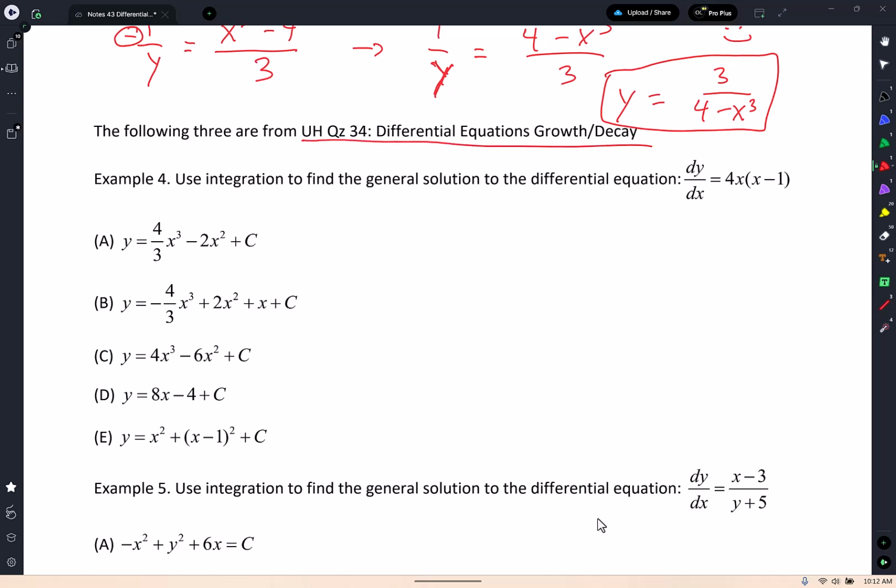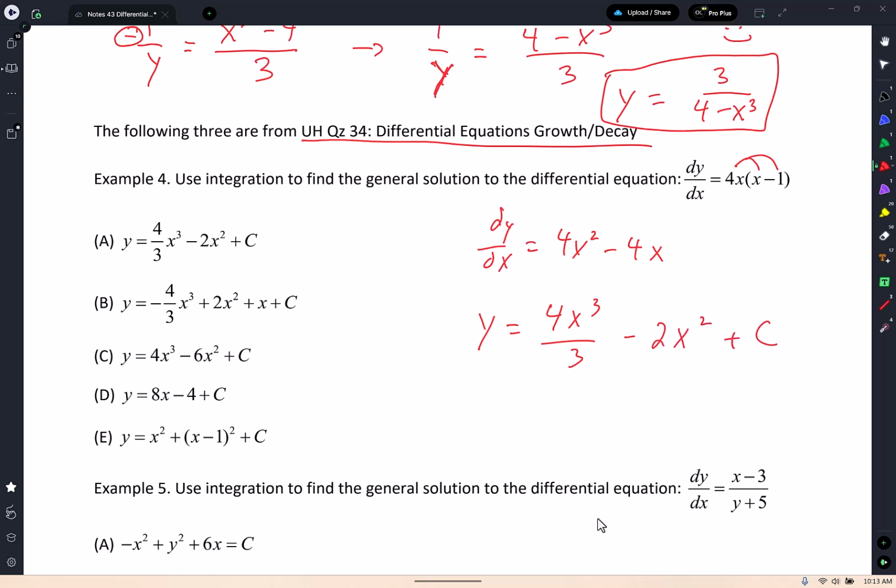All right. Use integration to find the general solution to the differential equation dy/dx equals 4x times x minus 1. So for this one, guys, go ahead and distribute. You don't want to use anything special. dy/dx equals 4x squared minus 4x. Okay. Antiderivative. We're not doing anything fancy here. If you want, multiply by dx, you can, but there's no two variables on this one. So I'm just going to go y equals 4x cubed over 3 minus 4x squared divided by 2, so 2x squared, plus c.